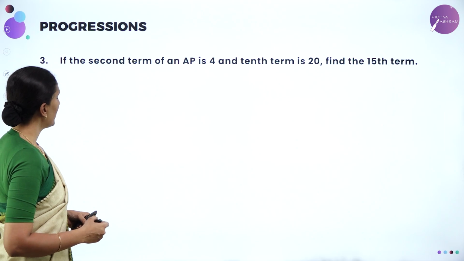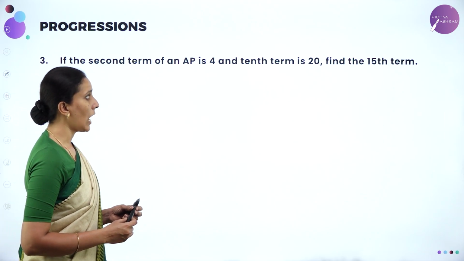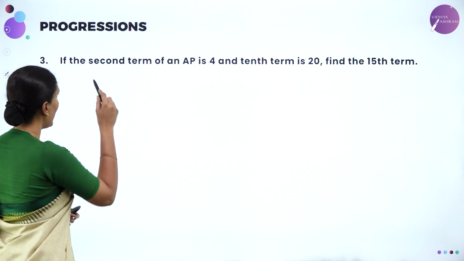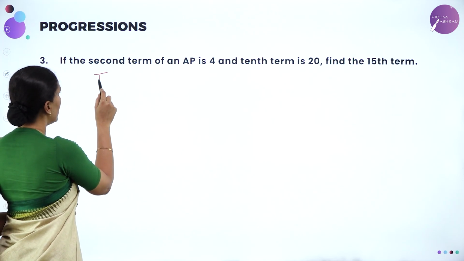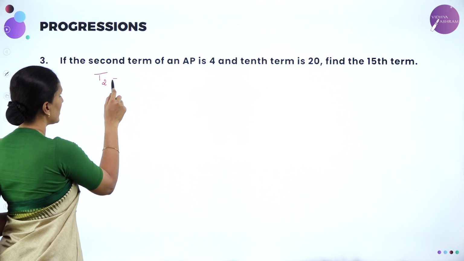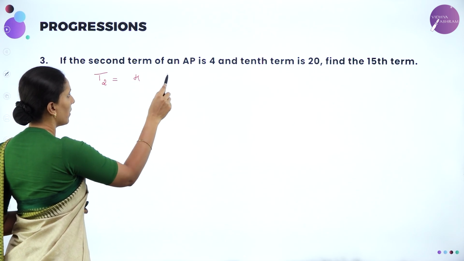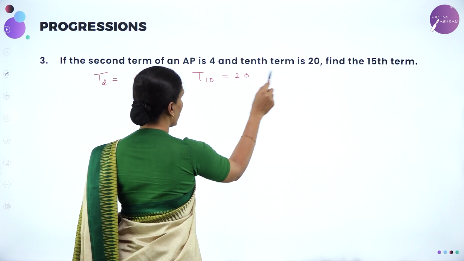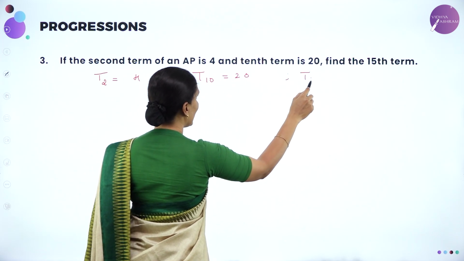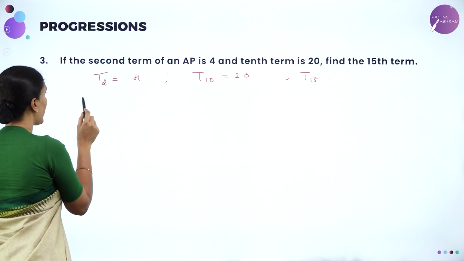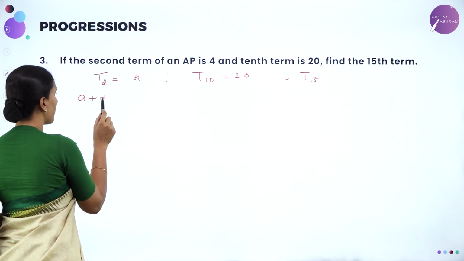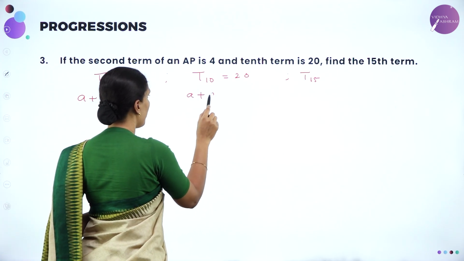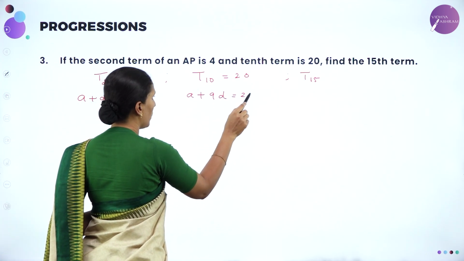Next question. If the second term of an AP is 4 and the 10th term is 20, find the 15th term. So they have given T2, which is 4. And also they have given T10, which is equal to 20. We need to find out T15. Now T2 can be written as A plus D, which is equal to 4. T10 can be written as A plus 9D, which is equal to 20.